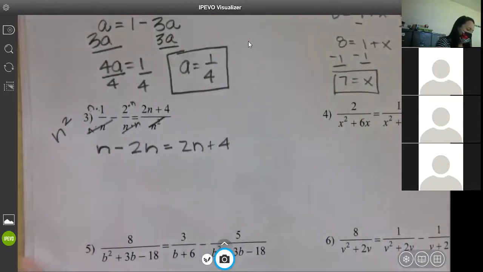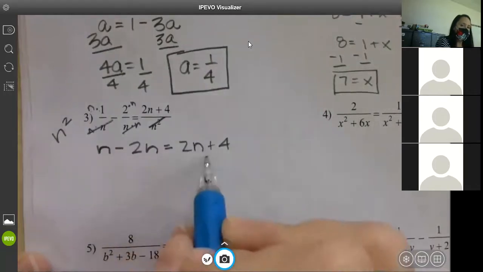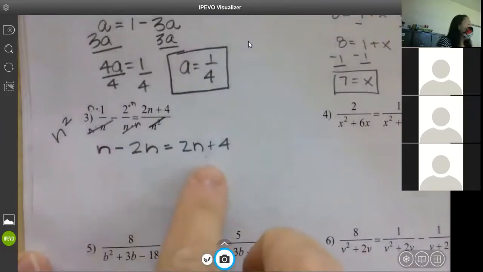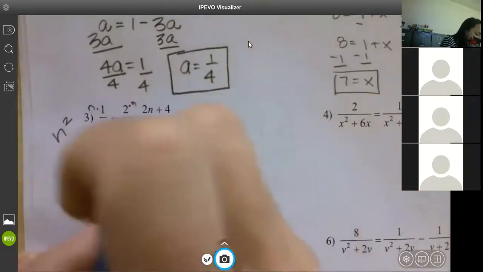Subtract 2N. This way? Is this what you're telling me? Move this 2N? Yes. Okay. I would probably put these together first before I moved them, but it's up to you, whatever you want to do. Okay. I can do all of it at the same time if you'll watch carefully and listen.